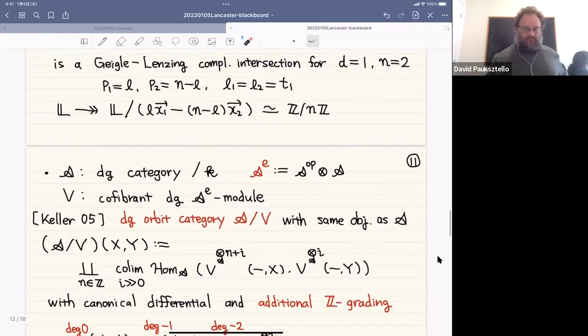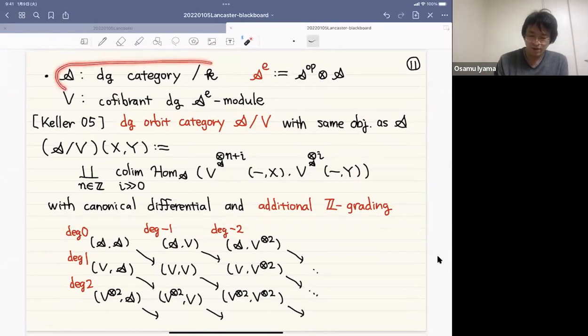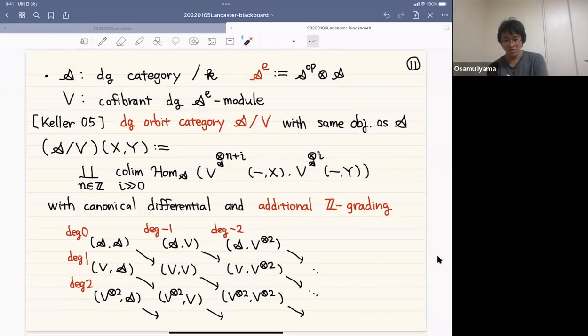So now this is the proof part of our main result, and everything in the proof depends on the machinery of DG categories. First of all, let me remind you of the definition, or canonical enhancement, of the cluster category, or, slightly more generally, the triangulated orbit category. Now I denote by A a DG category over K, and as usual I denote by A^e the enveloping category. Let V be a certain cofibrant DG module over the enveloping algebra category. Then we can define the DG orbit category A over V by this formula.